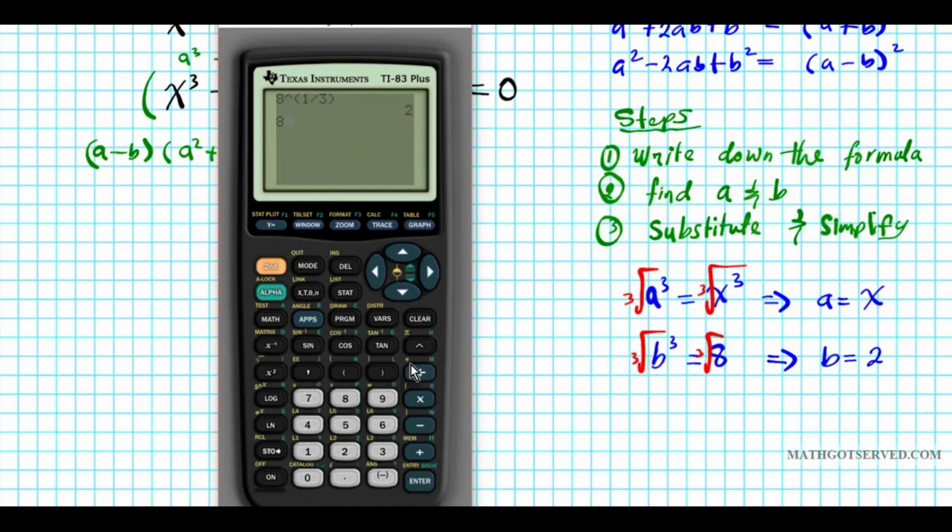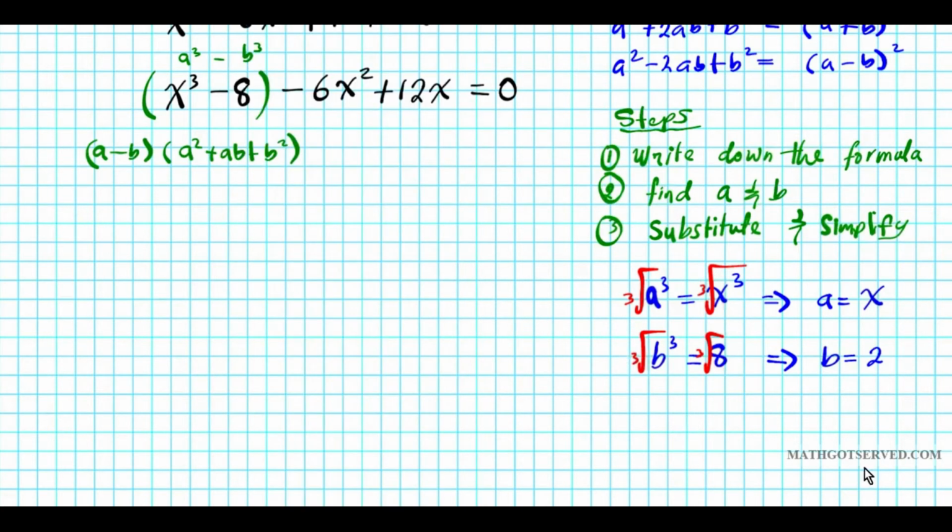Now, let's say you did 8 raised to the 1 divided by 3 without parentheses and you press enter. This is what you get. This is wrong because the calculator thinks you are raising 8 to the first power, which is 8, and then dividing it by 3. So that's incorrect. The correct way of entering the cube root is to group the fractional power in parentheses, press enter, and you get the cube root. All right, so now we have a and b.